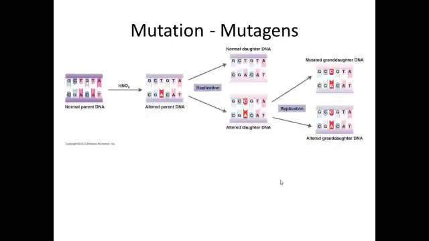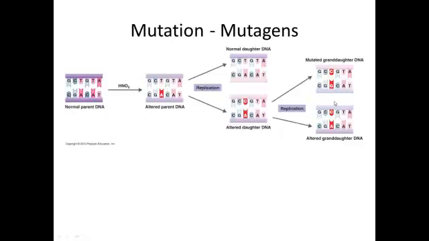So our first one is nitrous acid, HNO2. And what happens is it changes A's so that they look like G's to DNA polymerase. It's still an A, it's still an adenine, but it looks like a G. So when we go through replication, this A on this template pairs with the C. Then as further replications go on, this TA pair turns into a CG pair.